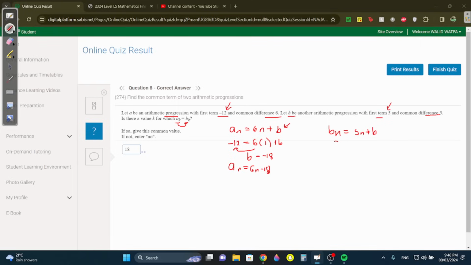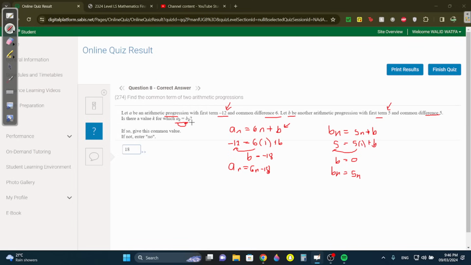For bn, the first term, which is 5, equals 5 times 1 plus b. 1 because it's the first term. 5 to the other side, and you get b equals 0. So bn is just 5n plus 0. No need to write the 0.